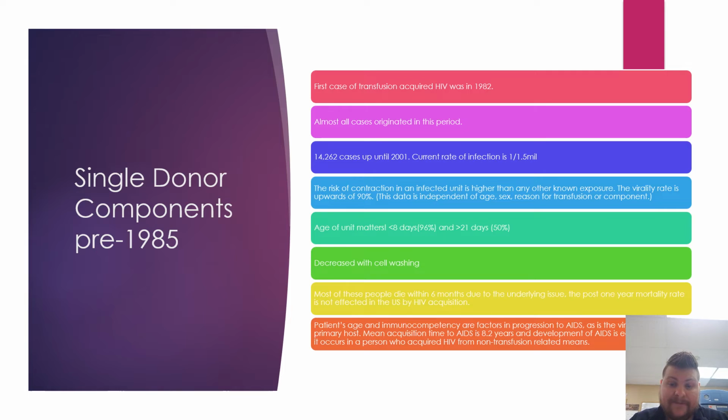the HIV itself. The patient's age and immunocompetency are factors in progressions to AIDS, as is the virus in the primary host. So you're looking at the virality, you're looking at their viral loads. These are all important. Mean acquisition time to AIDS is 8.2 years, and the development of AIDS is equal to the time that it would take to occur in a person who acquired the HIV from other non-transfusion related means.